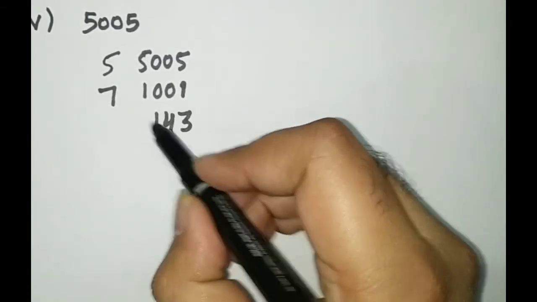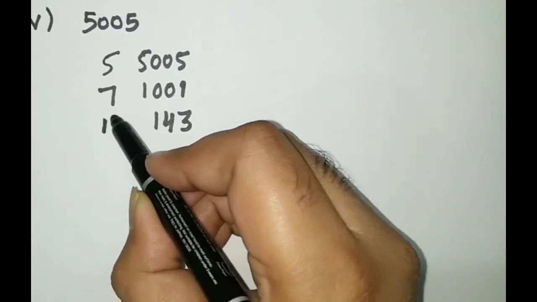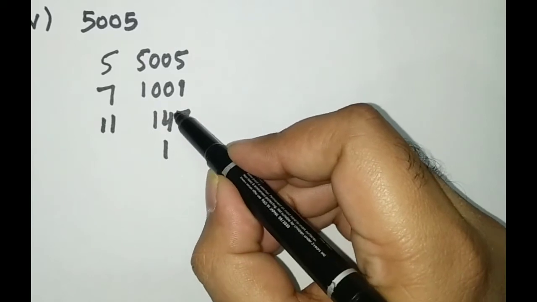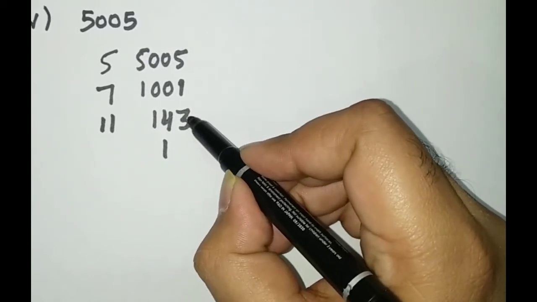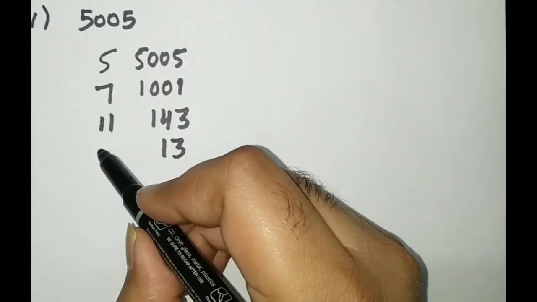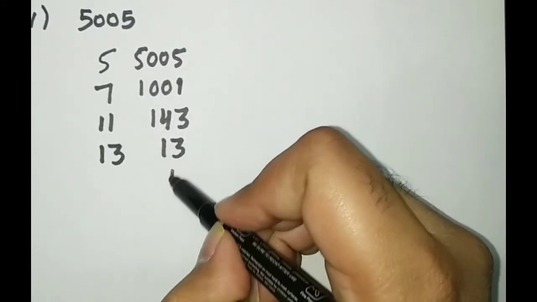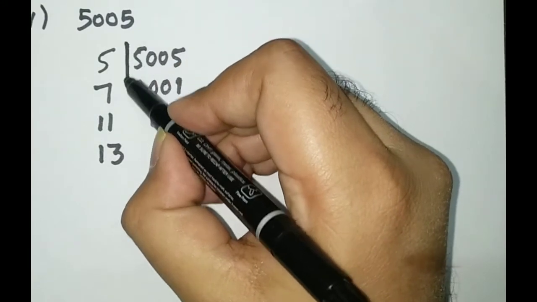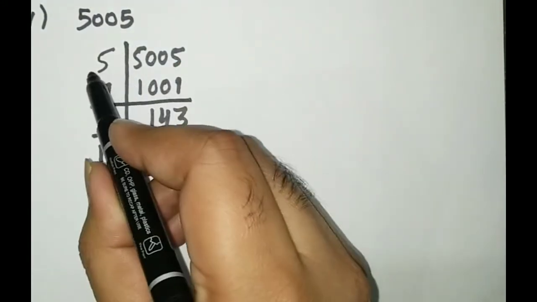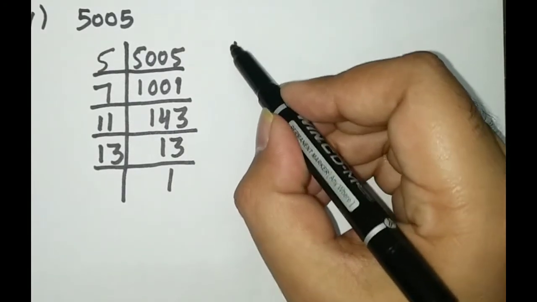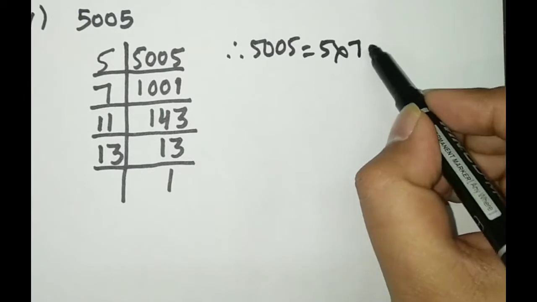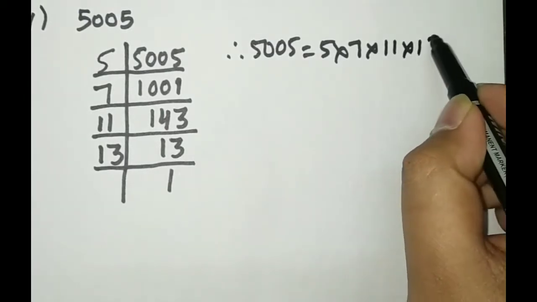Then this will be divisible by 11. 11 1s are 11. Remaining 3, that will be carried over here. This will become 33. 11 3s are 33. 13 1s are 13. So these are the prime factors of number 5005. 5 into 7 into 11 into 13.